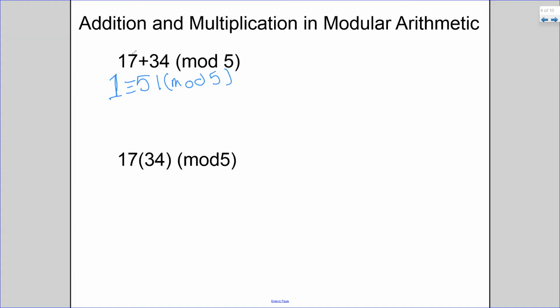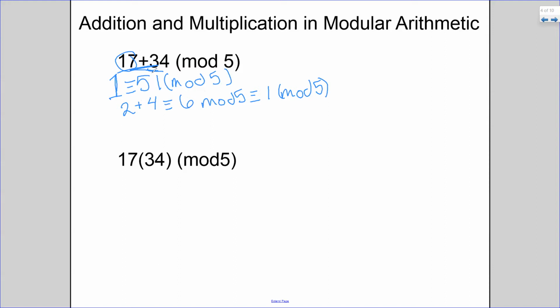Now, our other way is we could take 17 mod 5, which would just be 2, and 34 mod 5, which would be 4. And if we add these up, that would give us 6. However, we want the most simplified version of our answer, and so because we're doing 6 mod 5, we'd actually have to simplify this down to 1 mod 5.